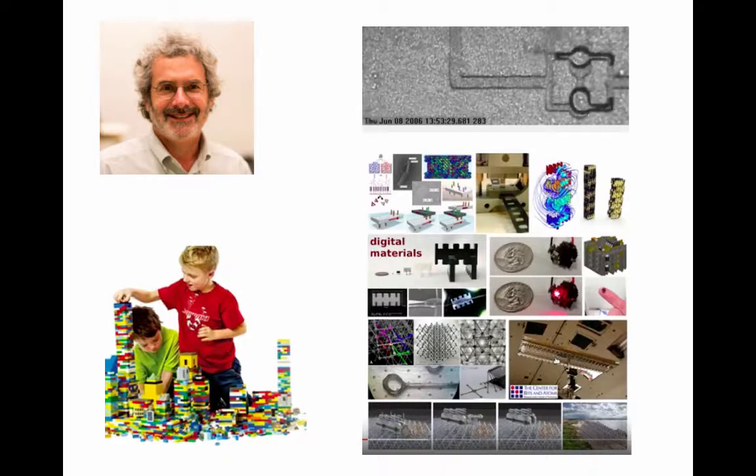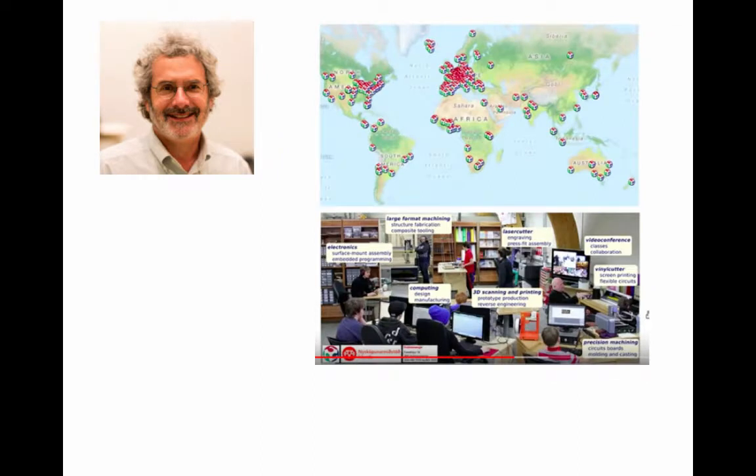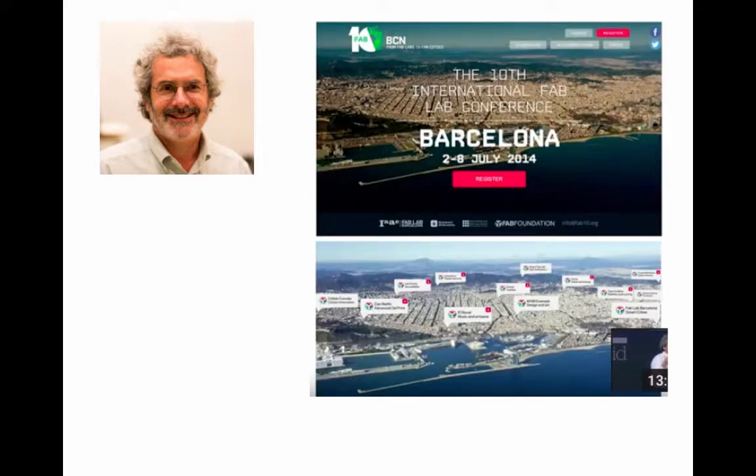Gershenfeld is looking at Lego blocks, the size of parts of electronic components, and then parts that can be assembled into making jet airplanes. Here's one of his students working on making airplanes out of nanocarbon, and he has set up fab labs doing this kind of assembly around the world, in particular in Barcelona.